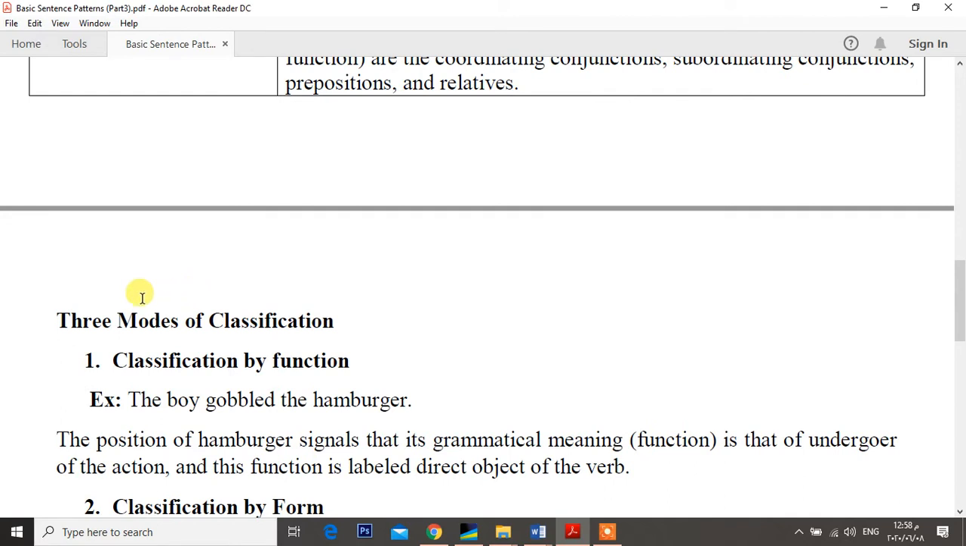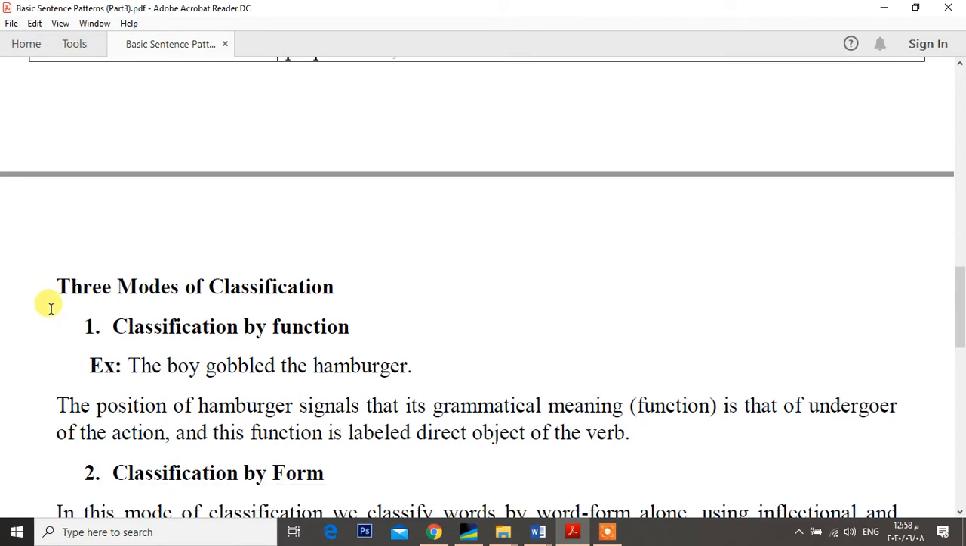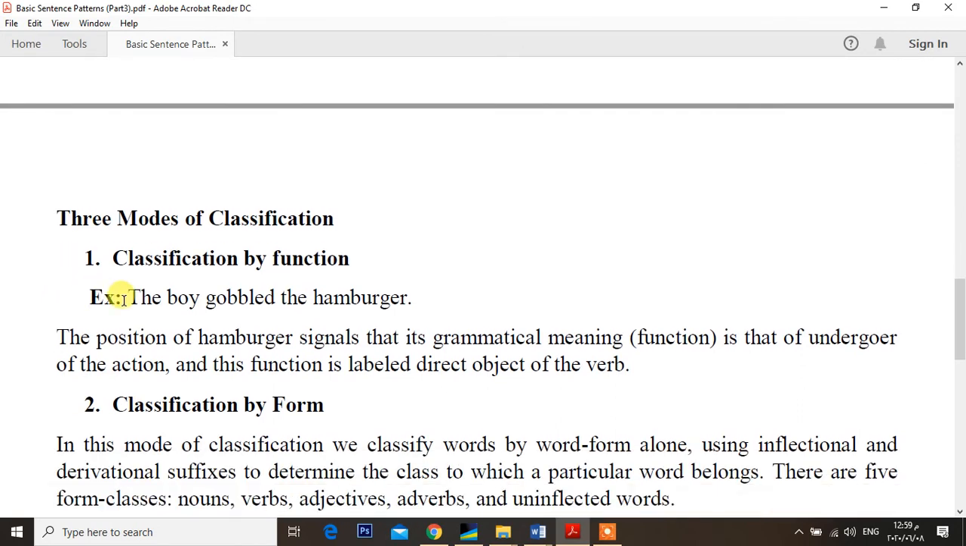Turn to the second part, which is 3 modes of classification. The first one, classification by function. Let's have a look at this example before talking about this one. The boy gobbled the hamburger. Our example is repeated here. The boy gobbled the hamburger.